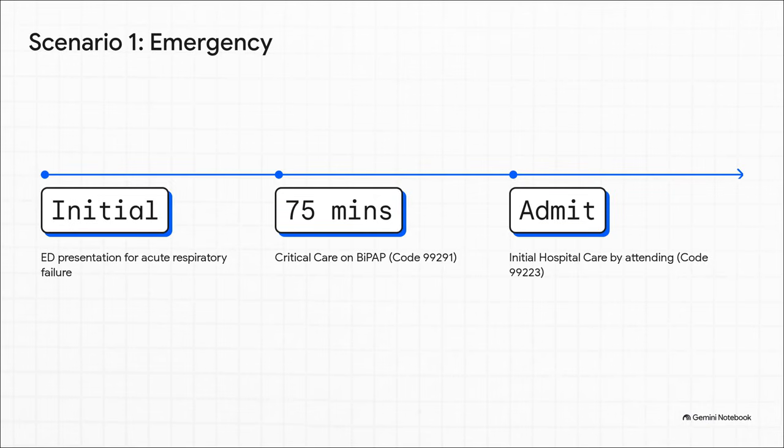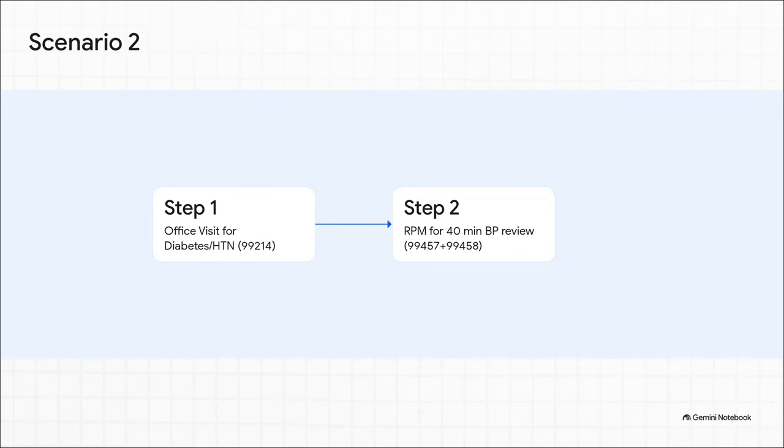When they're admitted, we use initial hospital care 99223. But the story doesn't end there. We track them through daily inpatient care with 99232, their discharge with 99239, and then, crucially, we capture their post-discharge transition back to the community with Transitional Care Management code 99496. It's a complete journey.